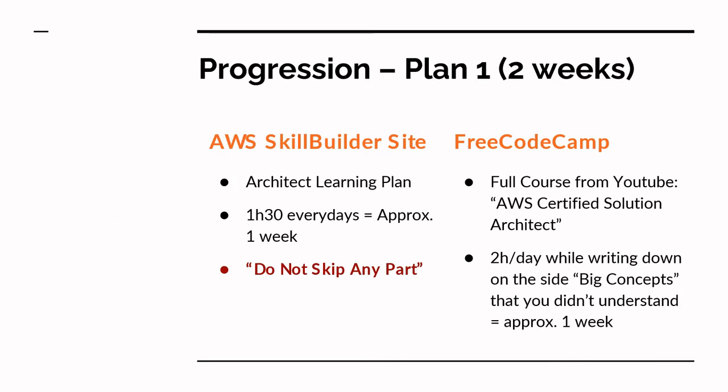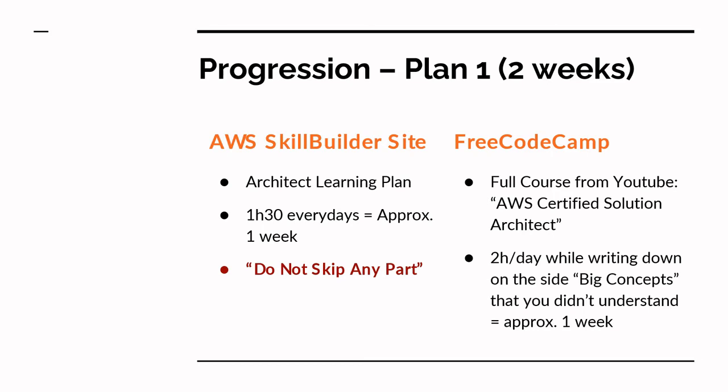That is plan number 1, the first 2 weeks. So here you're gonna go into the AWS Skill Builder site. You're gonna choose the Architect Learning Plan. Every day you're just gonna do approximately 1 hour 30. So this is gonna last 1 week. Do not skip any part. It can be a bit boring sometimes, but the way they made it is a bit interactive, so you'll be able to finish it in a week normally.